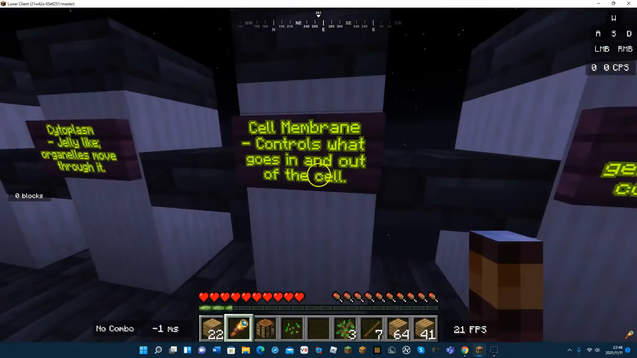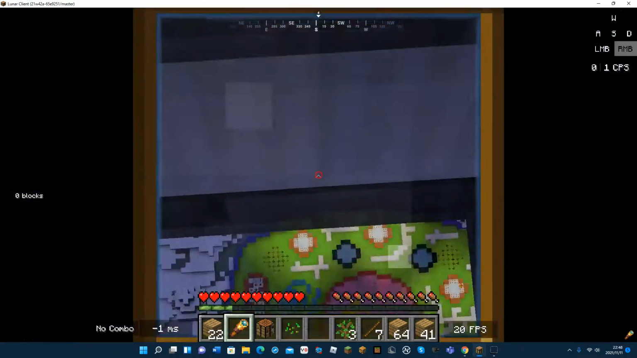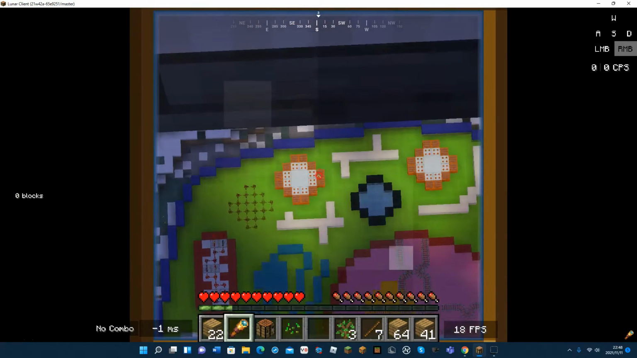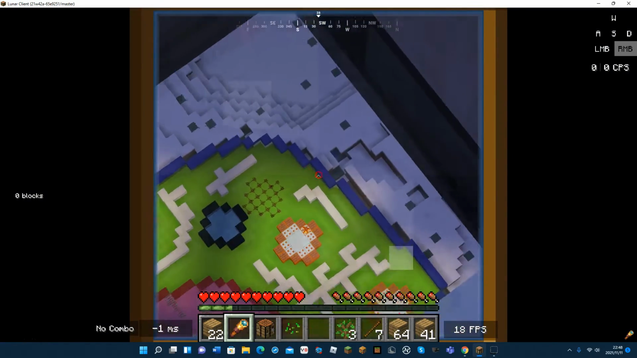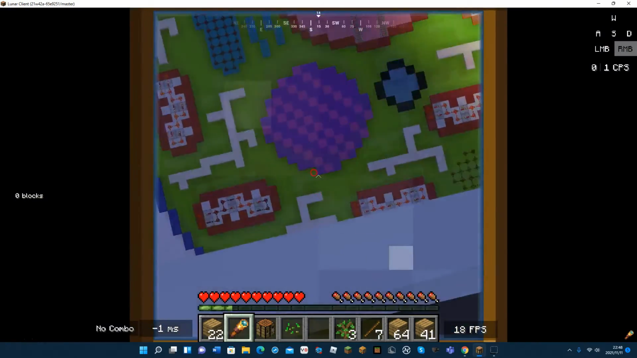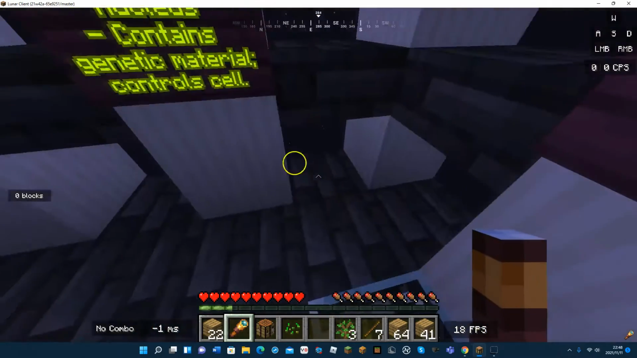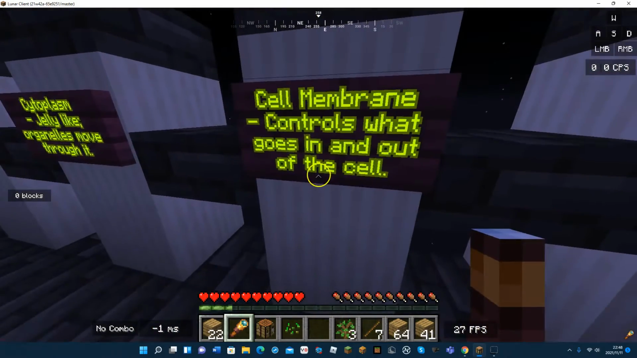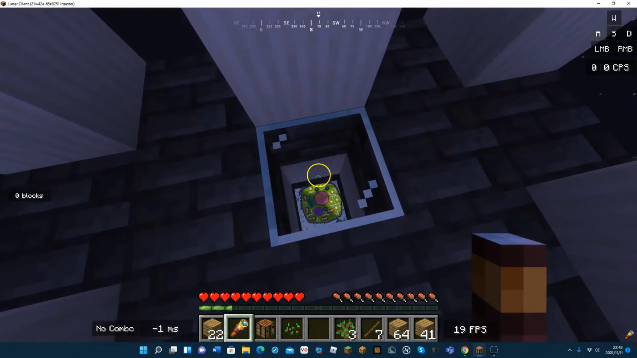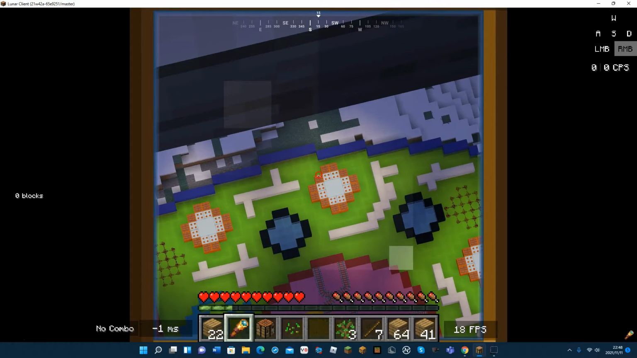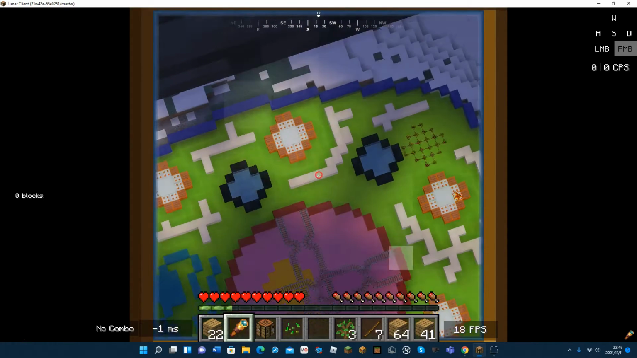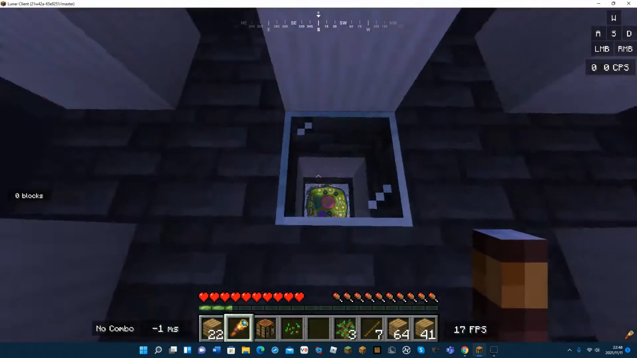Next up, we have the cell membrane. Cell membrane is just the outline of the entire cell. This blue outline right along here. It controls what goes in and out of the cell. So, it will not let, like, bad things into the cell, and it lets out waste material. So, that's what it does.